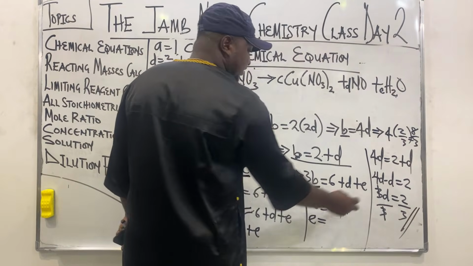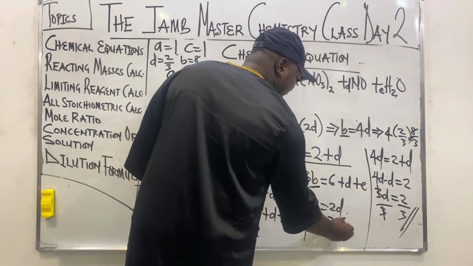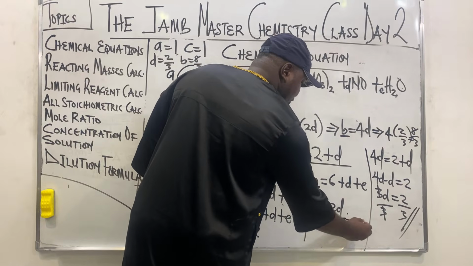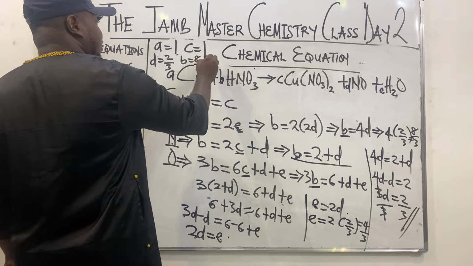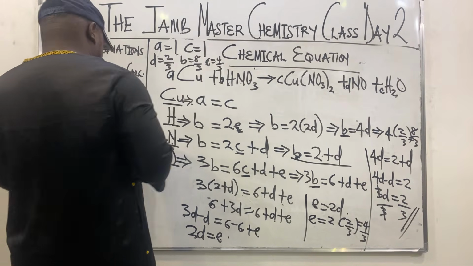E is 2D. Who is D? D is 2 over 3. That is 2 into bracket 2 over 3. 2 times 2 is 4 all over 3. So E is 4 over 3.